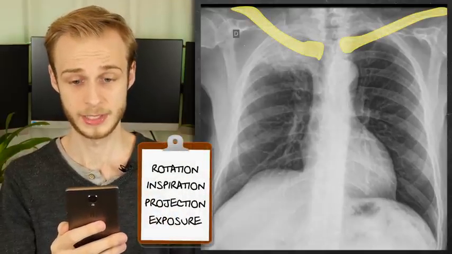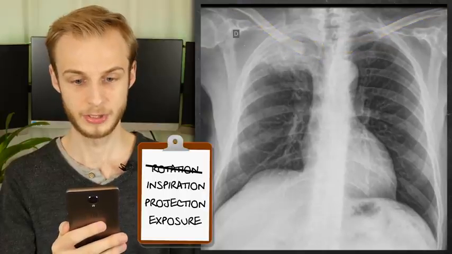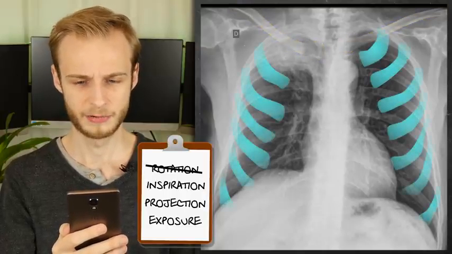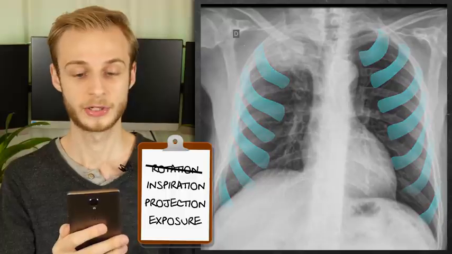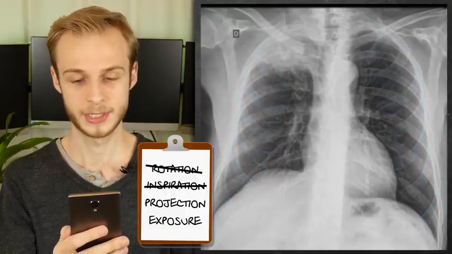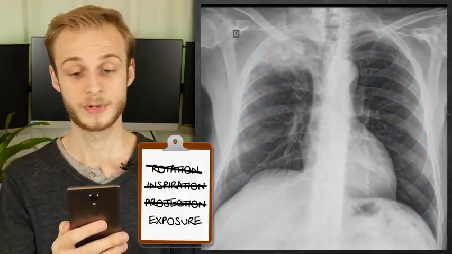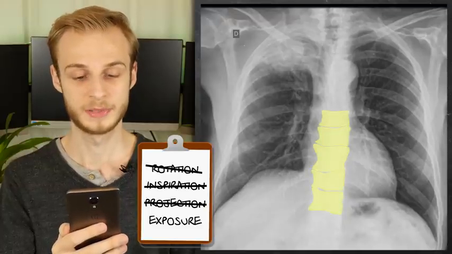The clavicles seem equidistant from the midline. Inspiratory effort looks good. I count 8 anterior ribs, potentially 9 at a push, and the costophrenic angles are visible on both sides. This is a PA x-ray. The exposure is good. I can see vertebral bodies visible behind the heart.